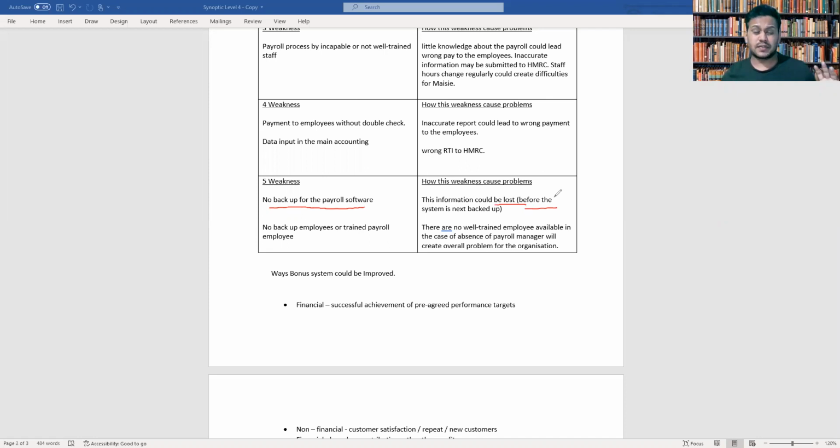So all you have to do is say what the weakness is and what it could basically create as a problem. Now once you write everything, you can read the question quickly, and if you see something you wrote that's not true, for example, you said there is no backup for the payroll software, and after reading the question you find they keep the backup, that means you just remove that line. So you really don't have to remove everything.